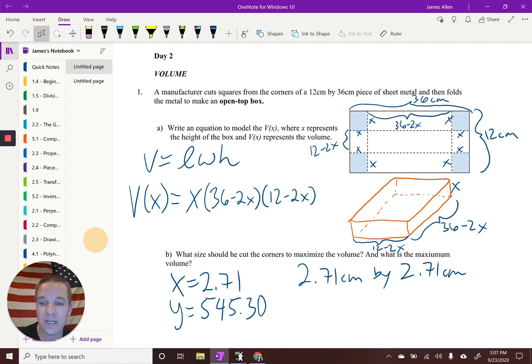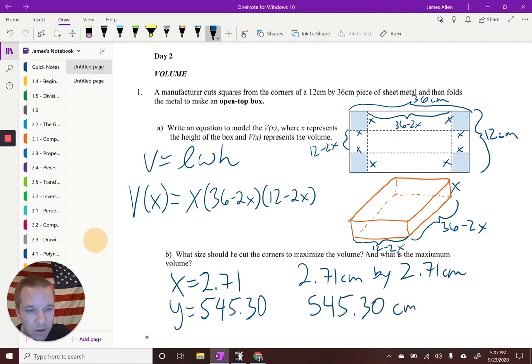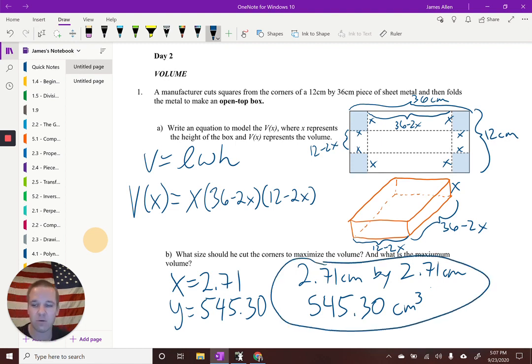Second part, what is the max volume? Well, that would be my function value, right? My V of x, which is my y value, where that max was, right? So the height of that function, the max value, is going to be 545.30 centimeters cubed. And I've got both answers to the question.